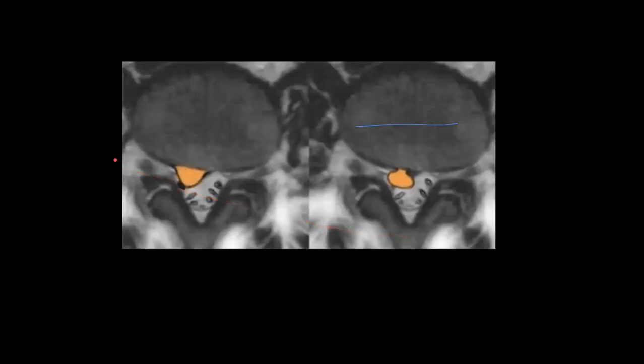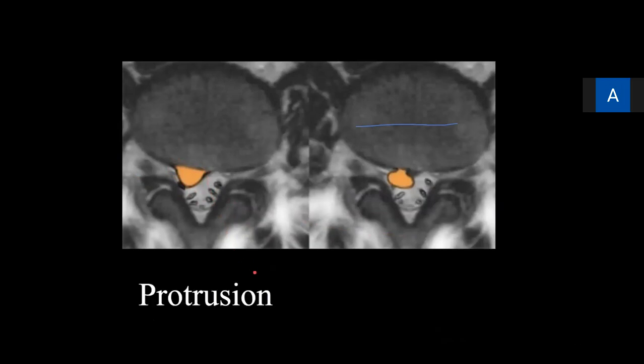This is an axial image, T2 weighted image. CSF is white in this. Fat is also white. You can see cauda equina nerve roots. Pathology is depicted in color. So again, if the size of the disc herniation is smaller than the neck, it is a protrusion. If size of the disc herniation is larger than the neck, it is a disc extrusion.